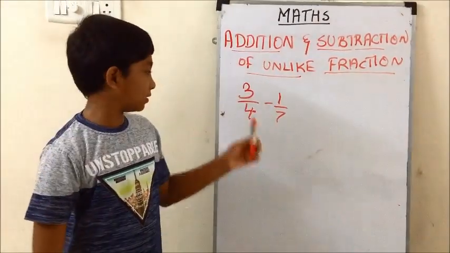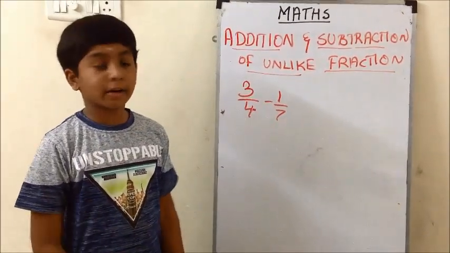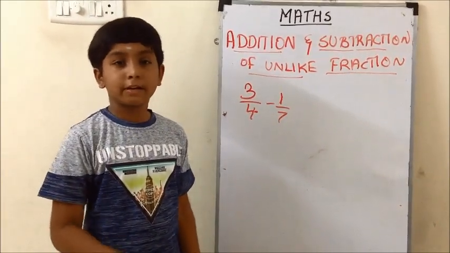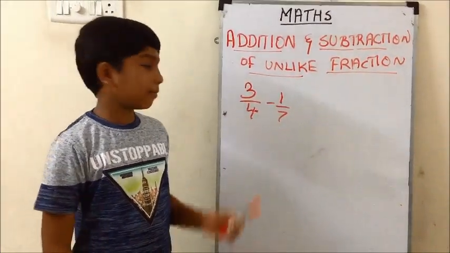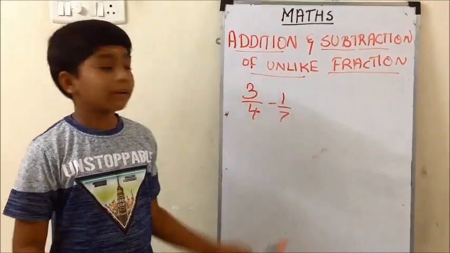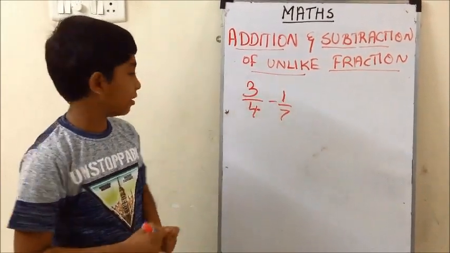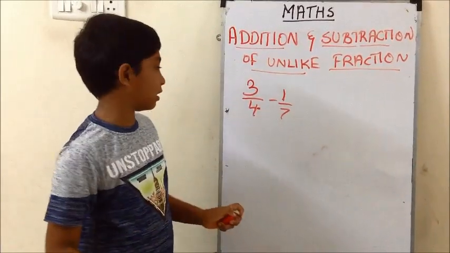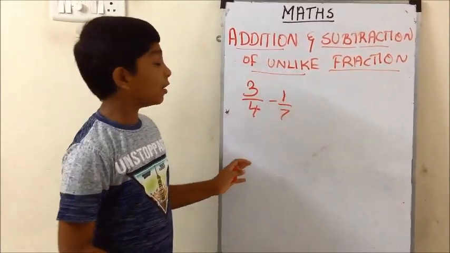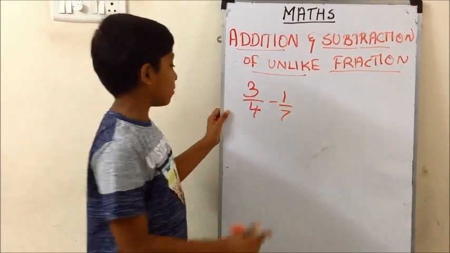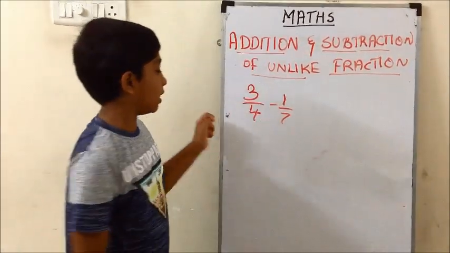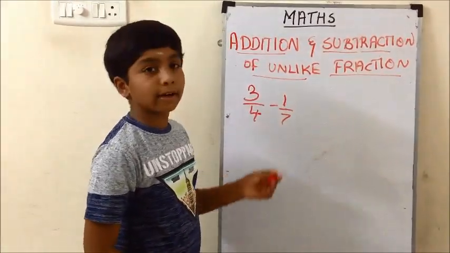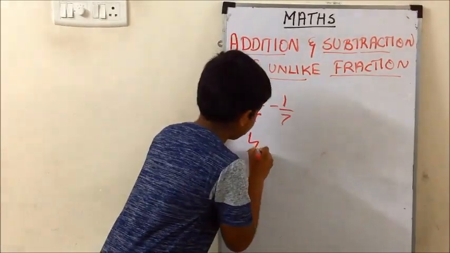Now we will do subtraction. We need to follow the same method for addition and subtraction. Only the last step will be different. In addition we have added, but in subtraction we need to subtract. Now we will go with an example. As I said, first we need to convert the unlike fraction into like fraction. To convert it to like fraction, we need to find the LCM of these two denominators. There is no common factor for these two denominators, so we can simply multiply it.